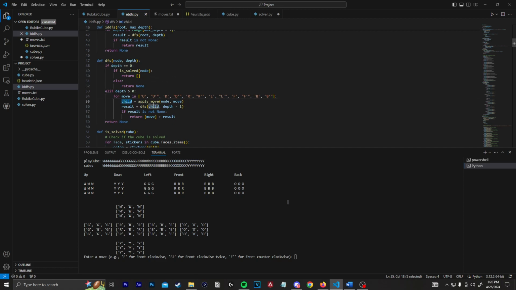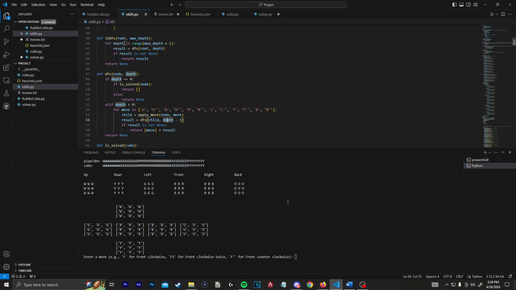So we make a child node, we apply that move to it, and then we perform DFS again recursively on the child, decreasing the depth. Then we go back here, iterate through the next step, and it just keeps going. So again, it's using DFS, but in combination with BFS. You'll see the problem with this.